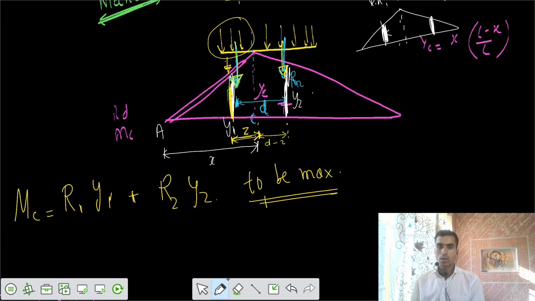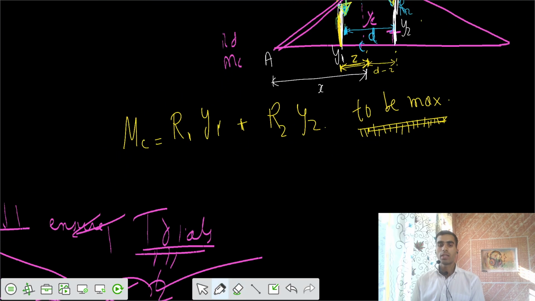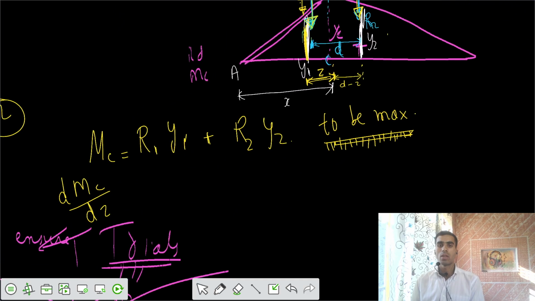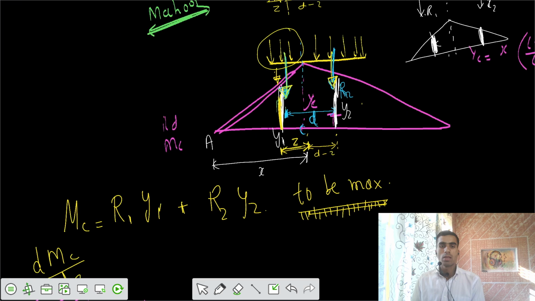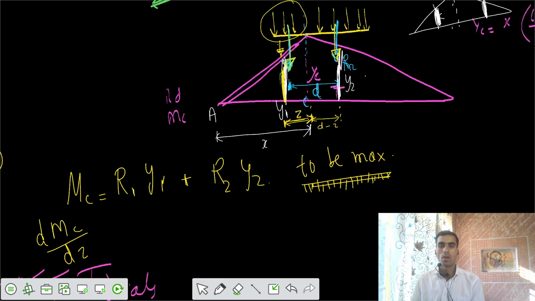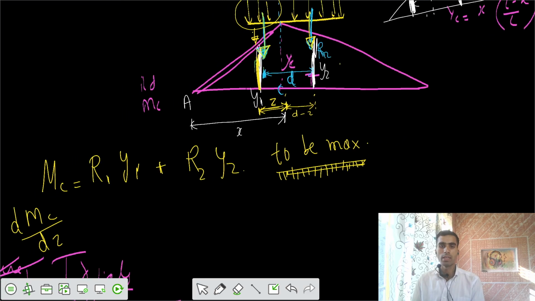So with respect to what variable should we differentiate? Similar to the previous problem when the UDL length was less than the span length, we differentiate dMc with respect to dz, because z is variable. We don't know where the centroid of the load should be, so z is unknown to us. But x, that is the section, is fixed, so z is variable. So we need to do dMc by dz. But we need to keep y1 and y2 in terms of yc, such that we have a function of z, by similar triangles.